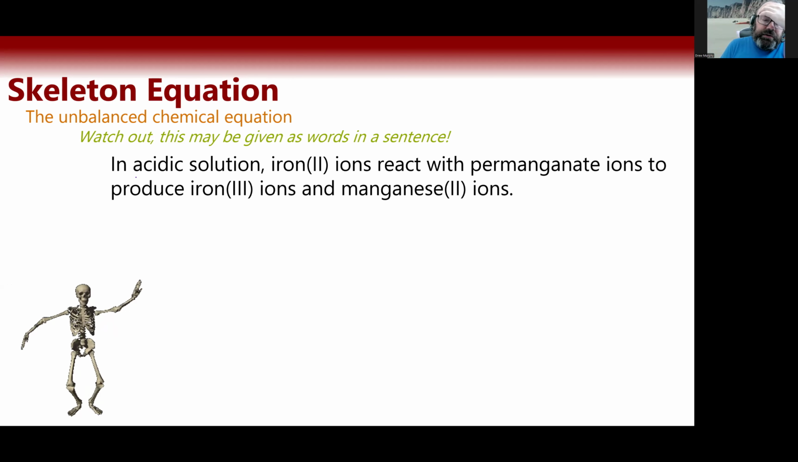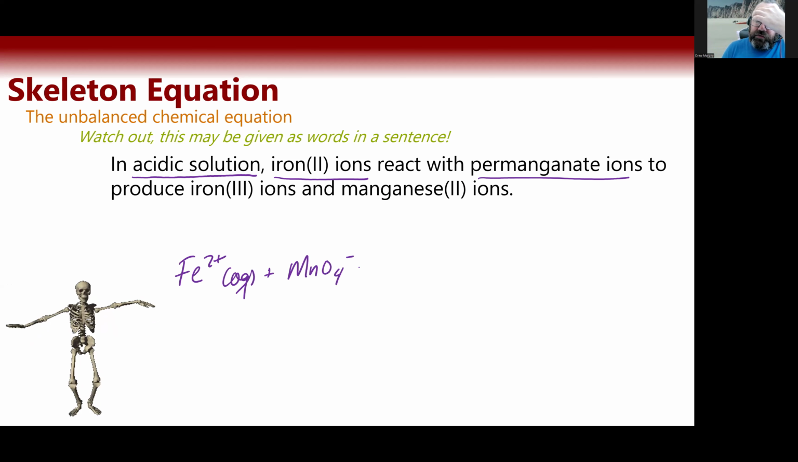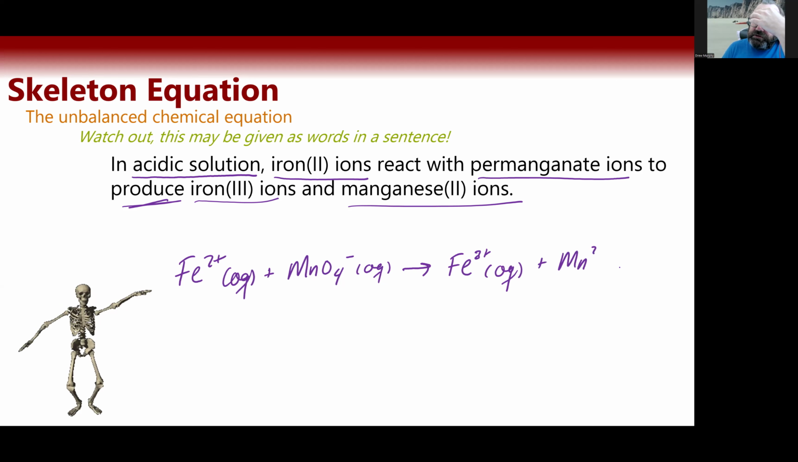Okay, but so what are we looking at? We're in an acidic solution. We have iron 2 ions. I'm going to put base labels on here. Ions are in solution. Okay, react with permanganate ions, and permanganate is MnO4-. Remember in that other video I said we're going to see that a lot, so there we go. Produce, there's our verb, our arrow, iron 3 ions, so that's Fe3+, okay, and manganese 2 ions, so that's Mn2+, okay.